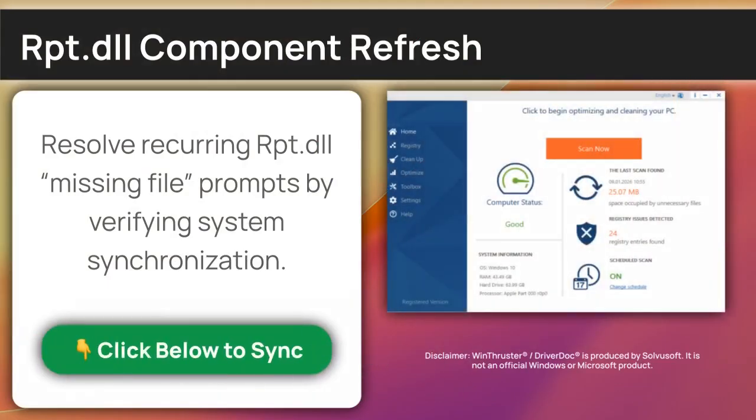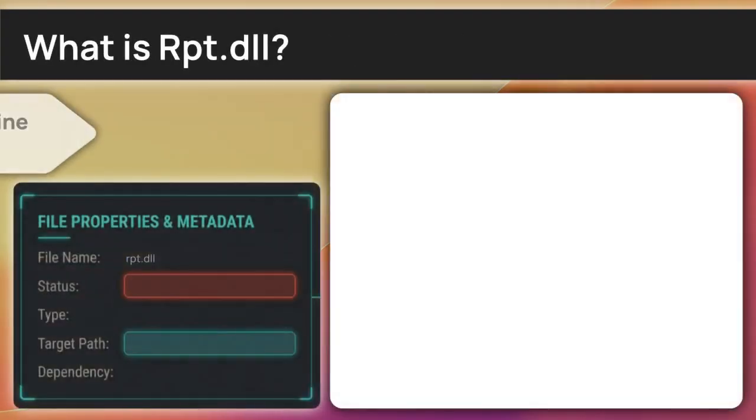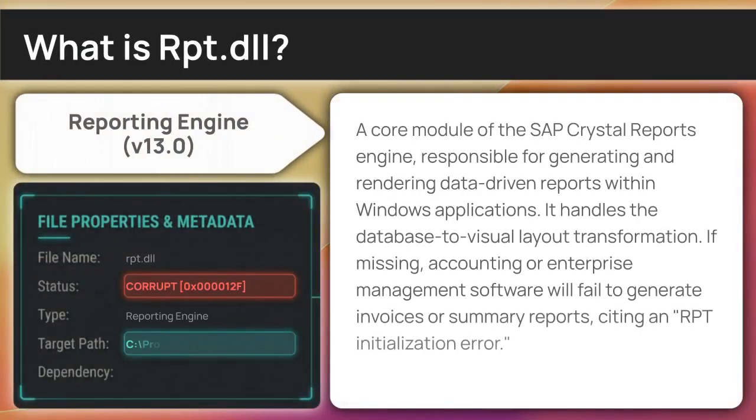This is the Report Library, a core module of the SAP Crystal Reports engine, responsible for generating and rendering data-driven reports within Windows applications. It handles the database to visual layout transformation. If missing, accounting or enterprise management software will fail to generate invoices or summary reports, citing an Rpt initialization error.